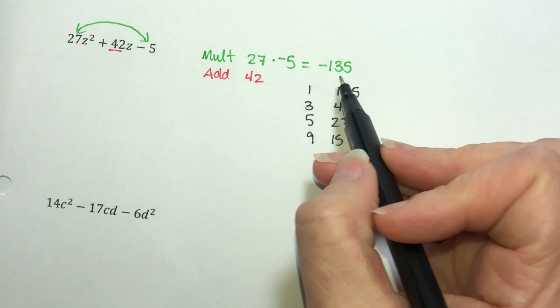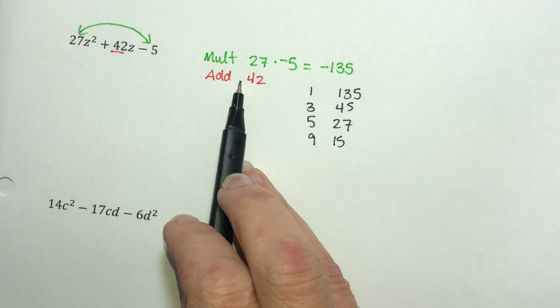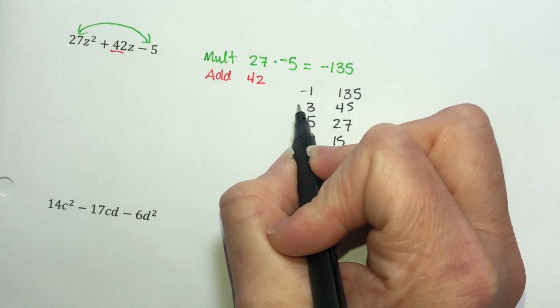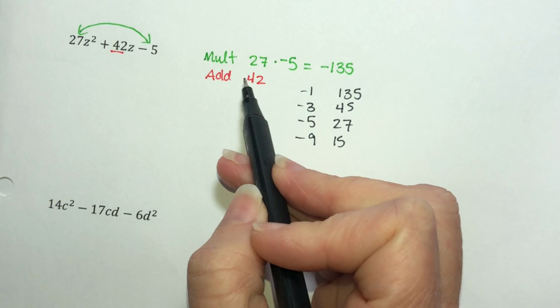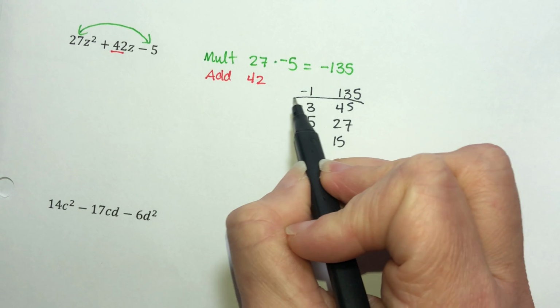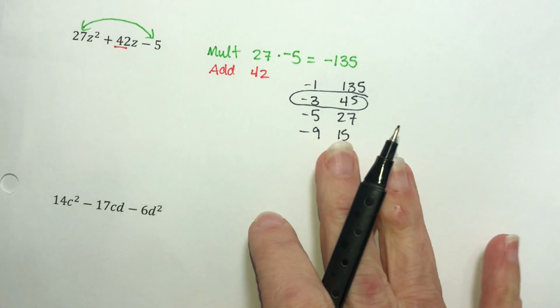All right, so I'm multiplying to a negative number. That means one of these is negative. I'm adding to a positive number, so that means the smaller number is going to be negative. What can I do to get a 42? Well, right here, negative 3 and 45. That's what works. Okay.